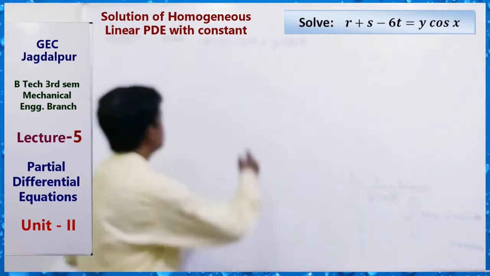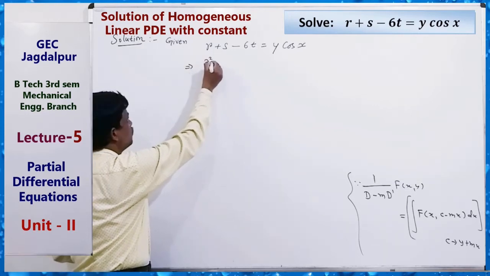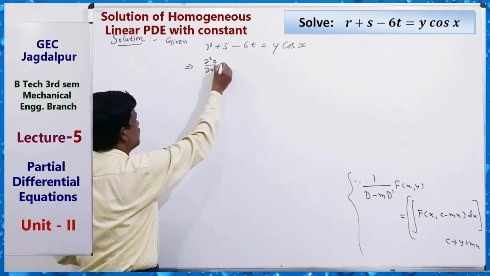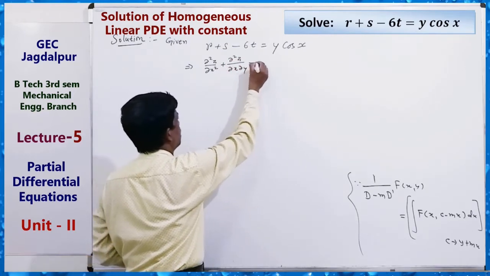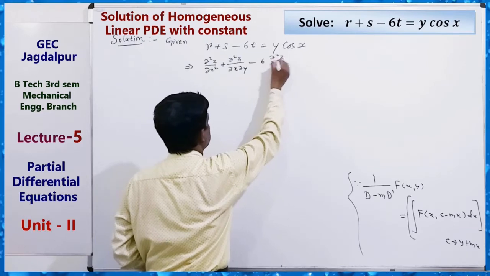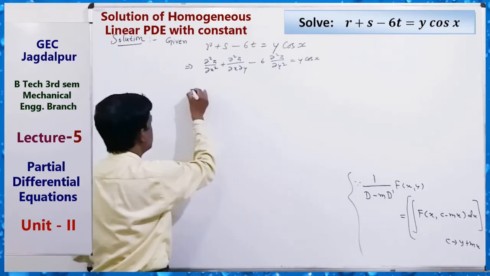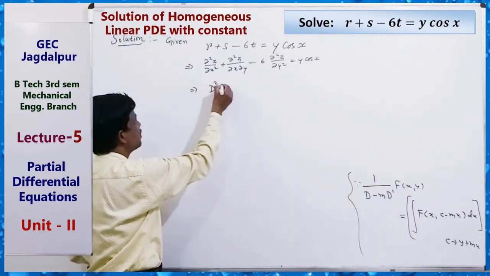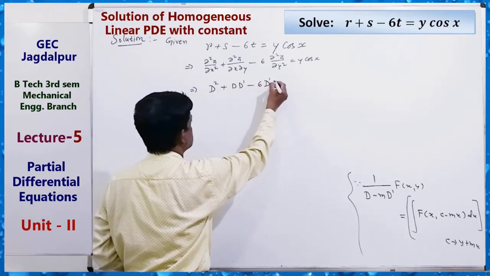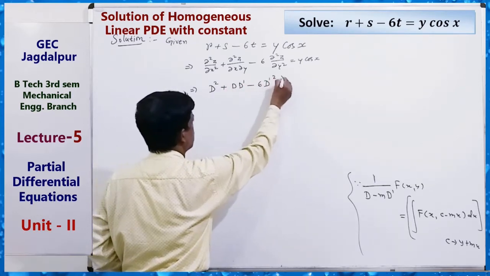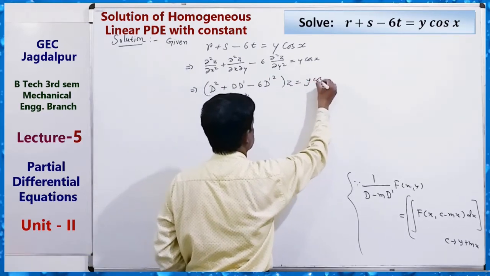Okay, so here the given equation is ∂²z/∂x² + ∂²z/∂x∂y − 6 ∂²z/∂y² = y cos x. So it can be written as (D² + DD' − 6D'²)z = y cos x.